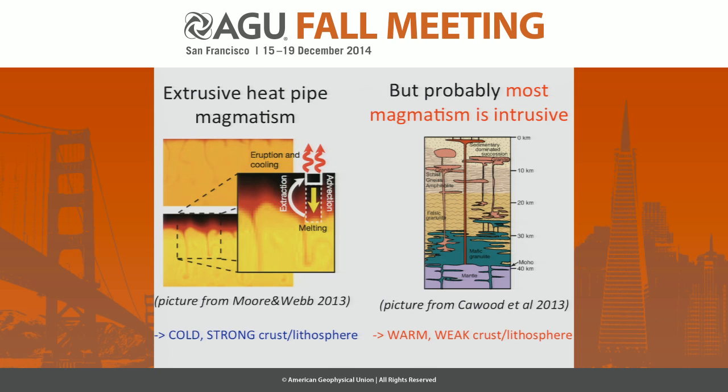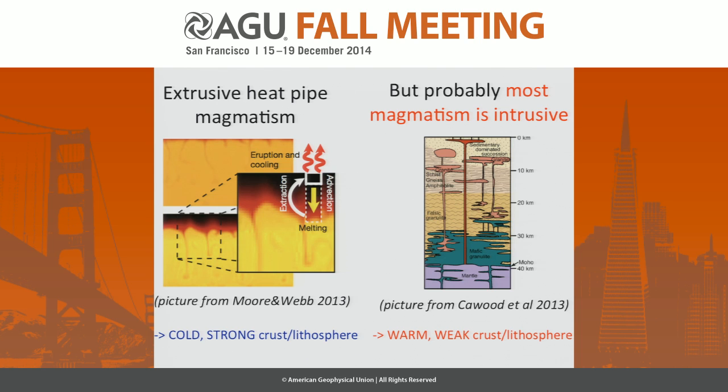These models assume that all of the melt that's produced in the shallow mantle is instantaneously placed at the surface to make crust and cooled to the surface temperature. This is your standard extrusive heat pipe magmatism, which has been argued, for example, by Moore and Webb to also be relevant to early Earth. And this leads to a cold, strong crust and lithosphere.